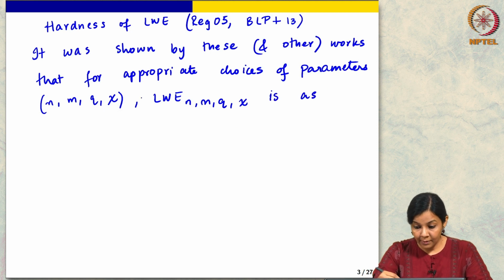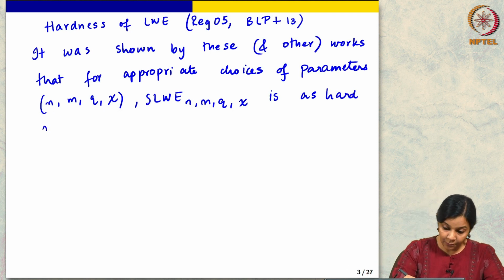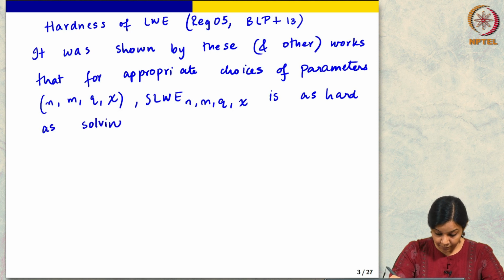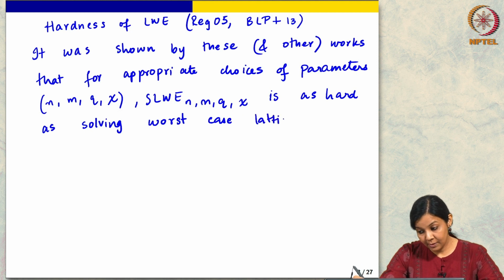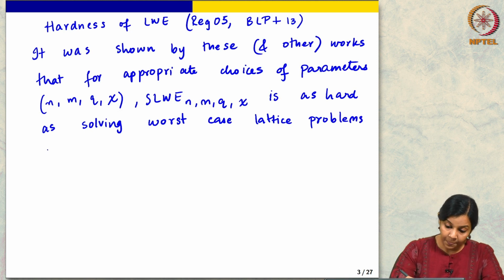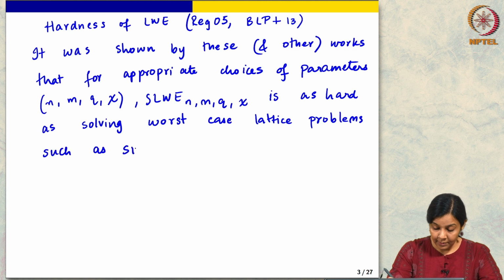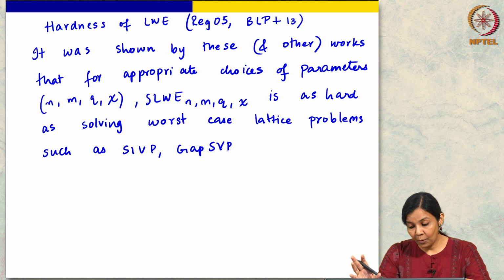is, I should say search LWE, is as hard as solving worst case lattice problems such as SIVP or something known as Gap-SVP, which is like a problem related to SVP, but with an additional promise that makes it easier.